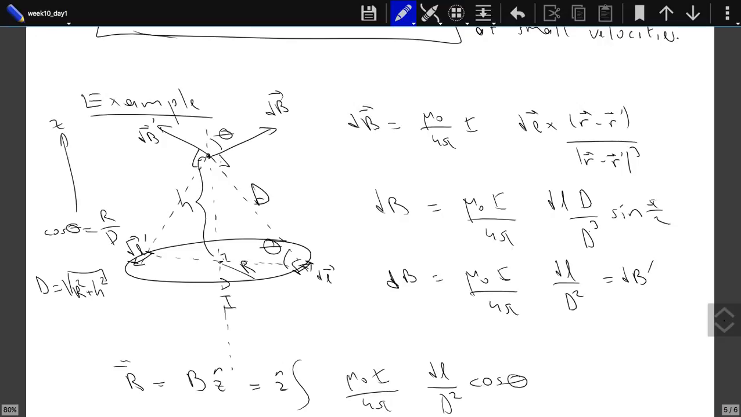Now, if you look at this dB, it makes an angle theta. This is my dB. It makes an angle theta with the z-axis. So to calculate the z component, I have to multiply dB, its magnitude, by cosine theta. That cosine theta just gives me the z component of the contribution to the magnetic induction.